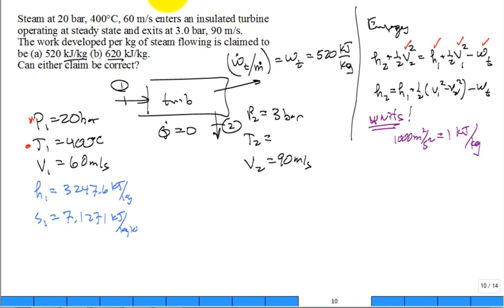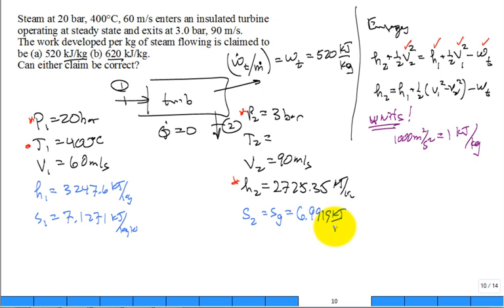Anyway, we come in and we can predict H2. The H2 turns out to be 2725.35 kilojoules per kilogram. This and this, not that, the pressure and enthalpy fix the state. And with a little bit of work I can calculate S2. It happens to be saturated vapor, and so this is S of G at 3 bar, 6.9919 kilojoules per kilogram Kelvin.